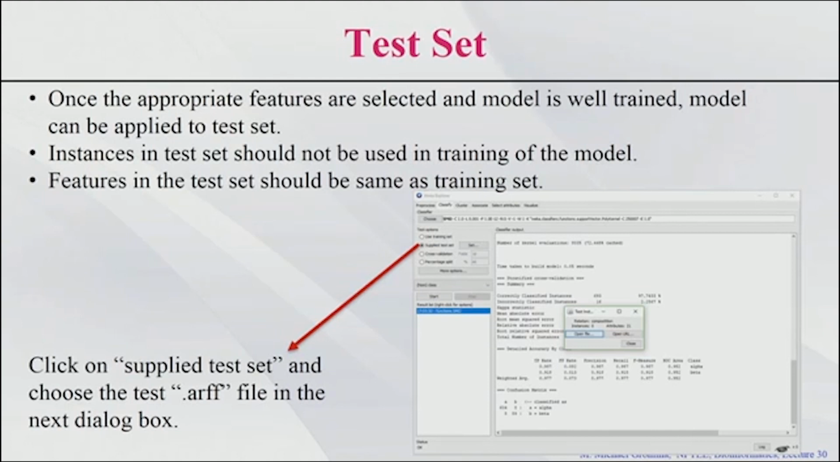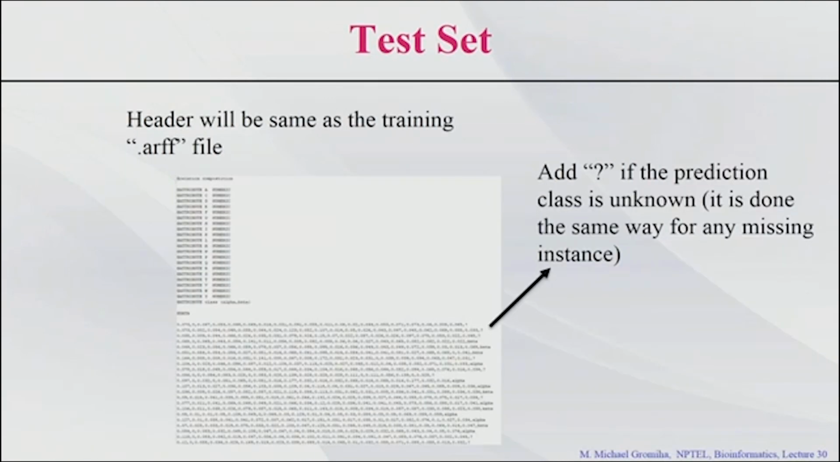Now you can see the test set that I discussed earlier, how to get the test set. Here this is the supplied test set. If you click on the set, this box will open. In this case open the file here. So you can give the file, and then in the supplied test set you can get the data. Now here this is the data set for the test set.